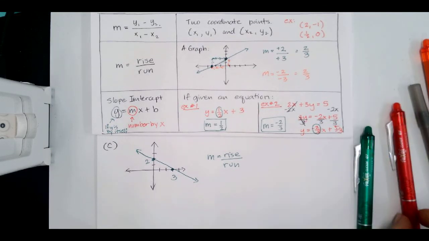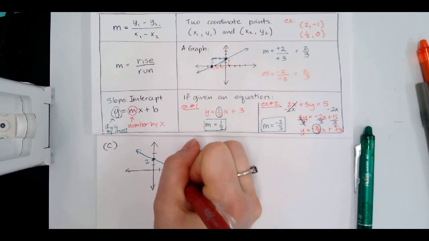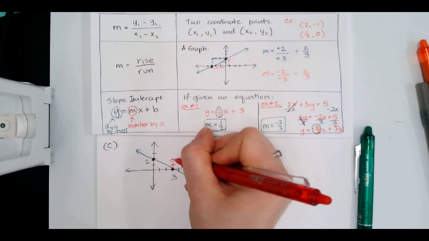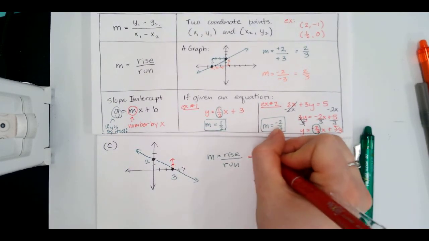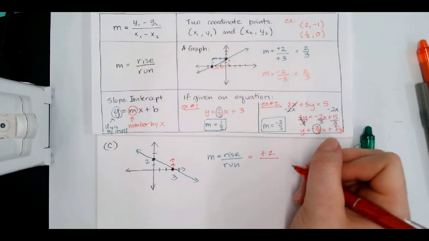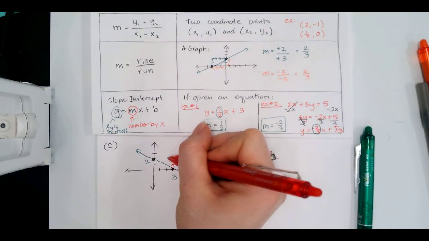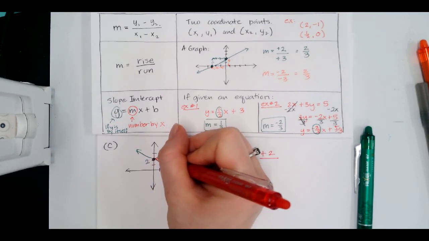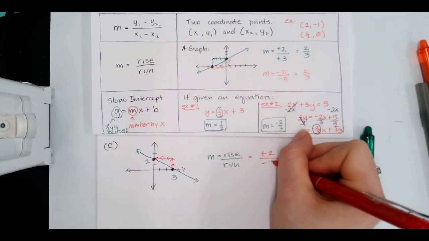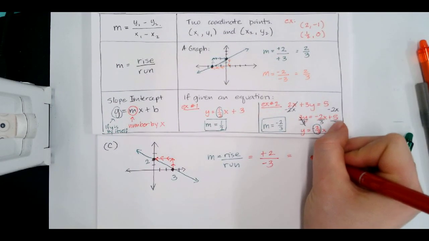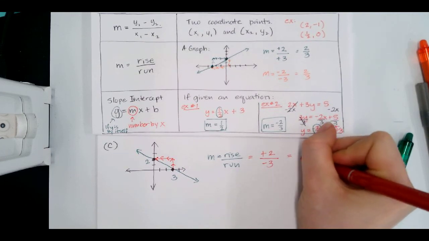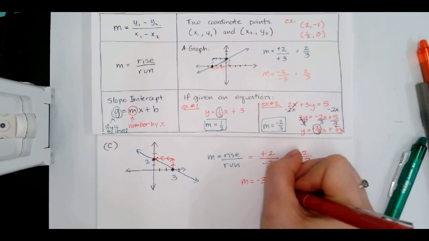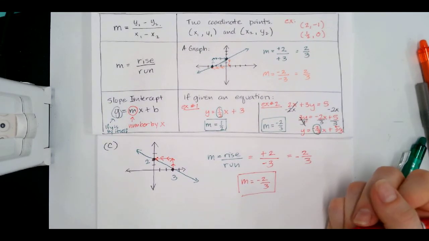So let's see. I'm going to start from this point here and work my way to that point. So how many do I need to go up? 1, 2. So going up is a positive number, plus 2. And then let's see, how many need to go run? 1, 2, 3. So I went back 3. Back 3 is going to be negative 3. So what's that going to be? That's going to equal 2 over 3, and we had the negative, so negative 2 over 3. So let's rewrite that nicely. M equals negative 2 over 3. And that's the way to find my slope.